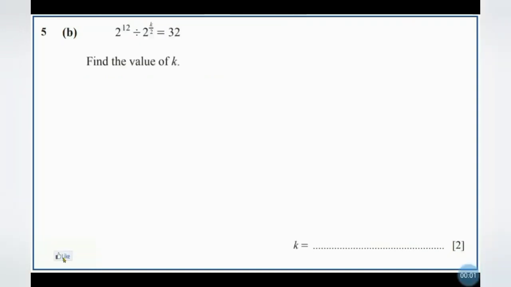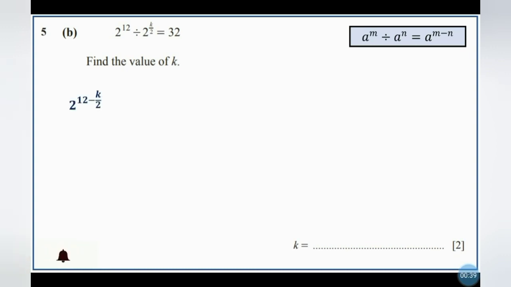Now, let's move on to question letter B of number 5. This question, if you will notice, is about laws of exponents, and the operation involved here is division of two numbers with the same base. So I will be using a to the power of m divided by a to the power of n is equivalent to a to the power of m minus n. You notice that I subtracted the indices, so I will just subtract 12 and k over 2. So it will become 2 raised to the power of 12 minus k over 2.